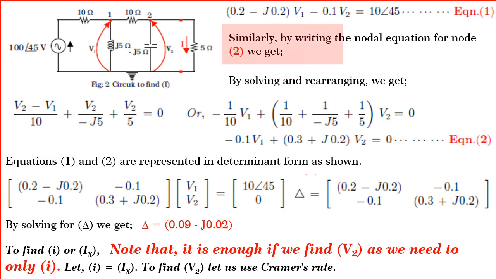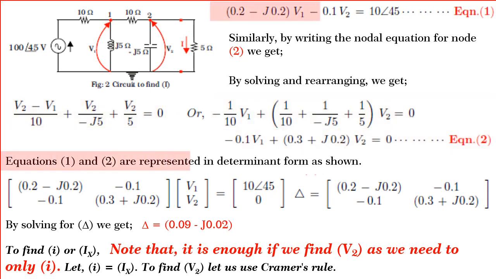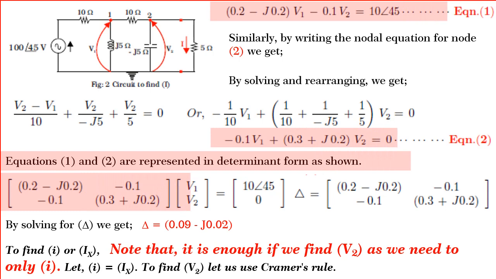Similarly, by writing the nodal equation for node 2, we get (V2 minus V1) divided by 10 plus V2 divided by minus J5 plus V2 divided by 5 is equal to 0. By rearranging and solving, we get minus 0.1 V1 plus (0.3 plus J0.2) V2 is equal to 0. The equations 1 and 2 are represented in determinant form as shown.